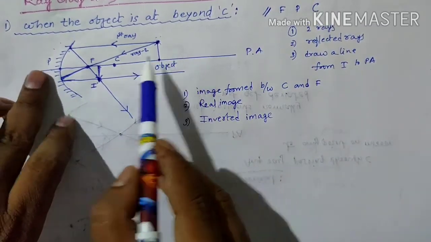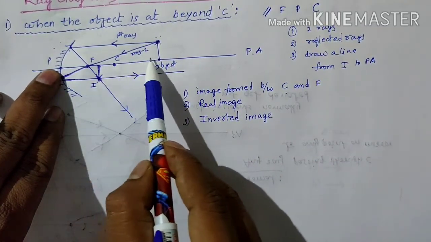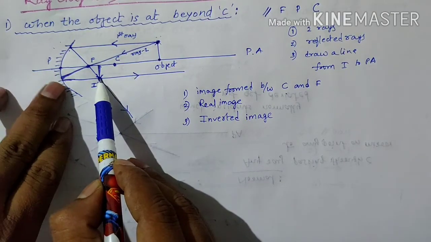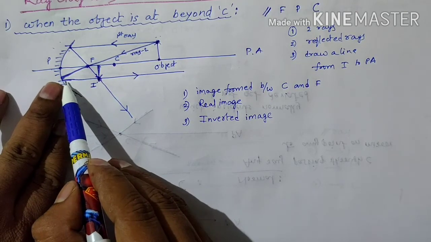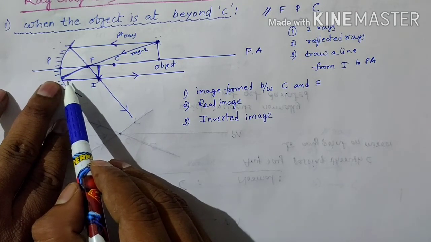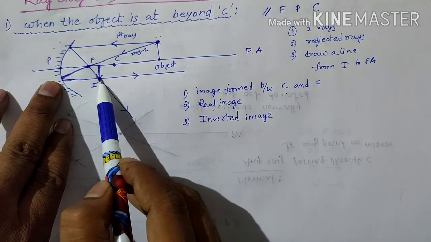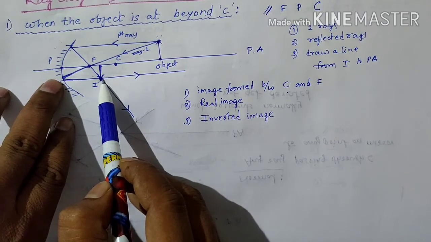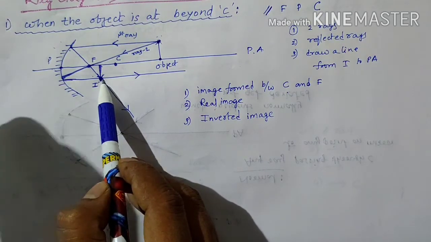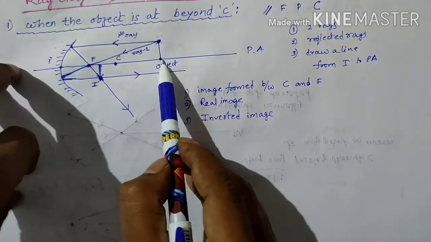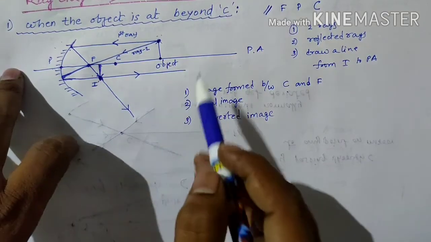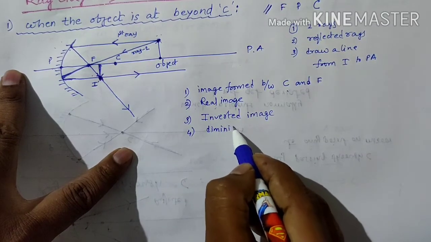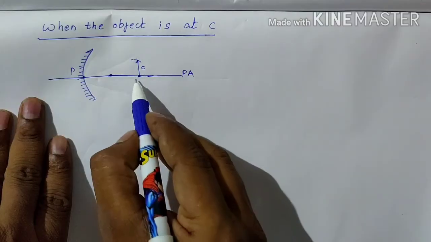And see here, the object is farther from the mirror, but the image is nearer to the mirror. So when the image is near, the image will be diminished. That means the size of the image will be smaller. The size of the image is smaller than the size of the object. So here you get a diminished image. What kind of image will you get? Diminished image.